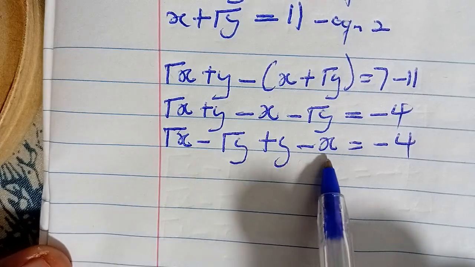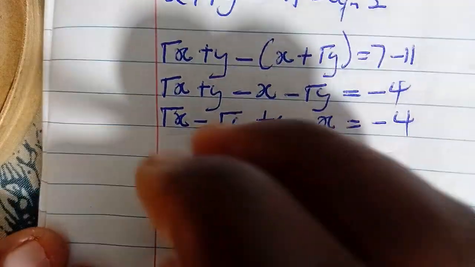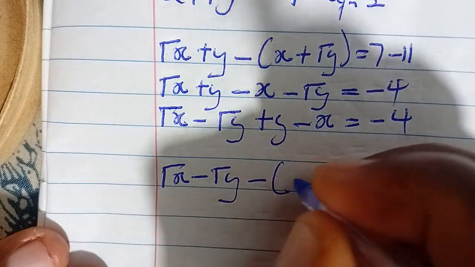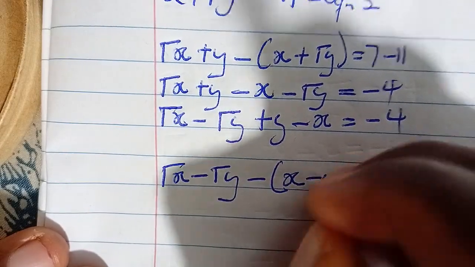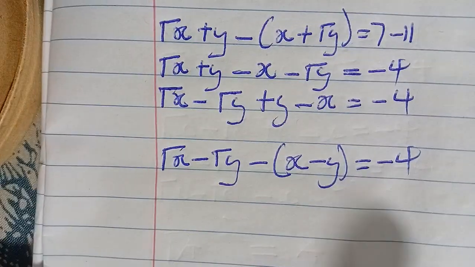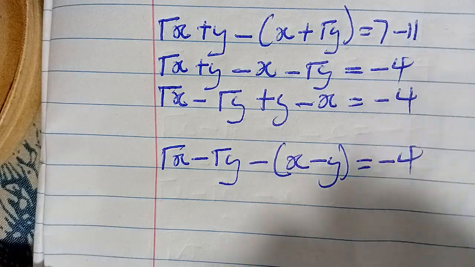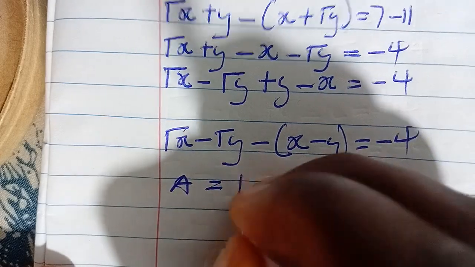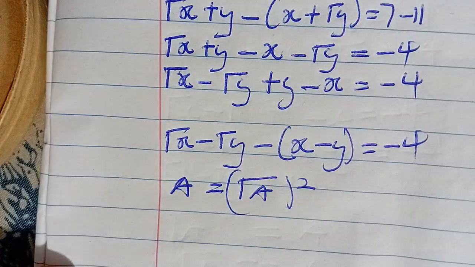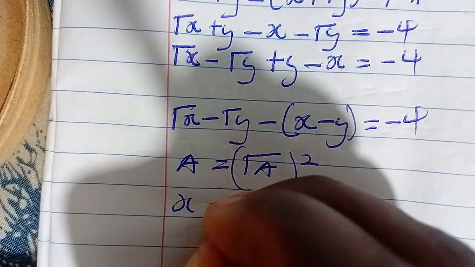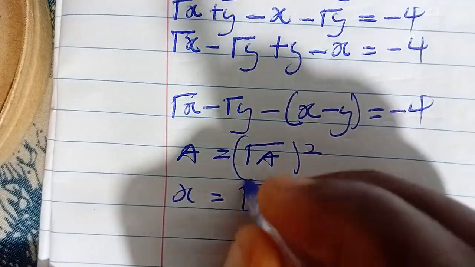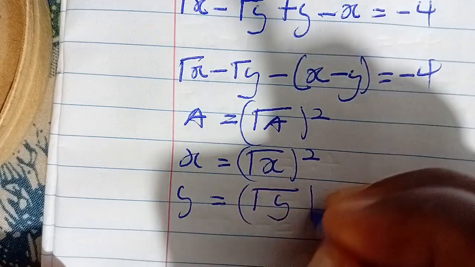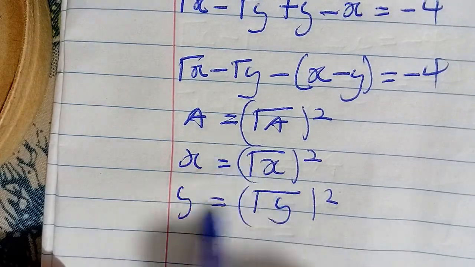Now let's rewrite this y and x in another form. So we can have root x minus root y minus, x minus y is equal to minus 4. So we have manipulated this part of the equation. Now we know that a is the same as root a all squared. Do you get me? Therefore, x is the same as root x all squared, and y is equal to root y all squared. Now let's apply this concept here.